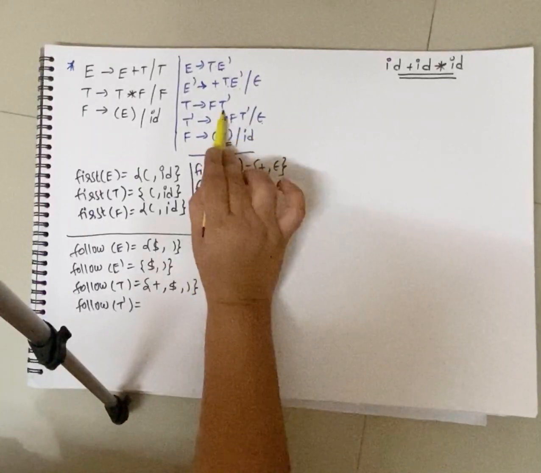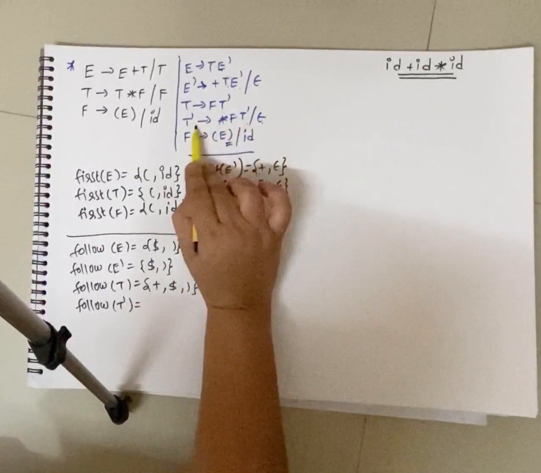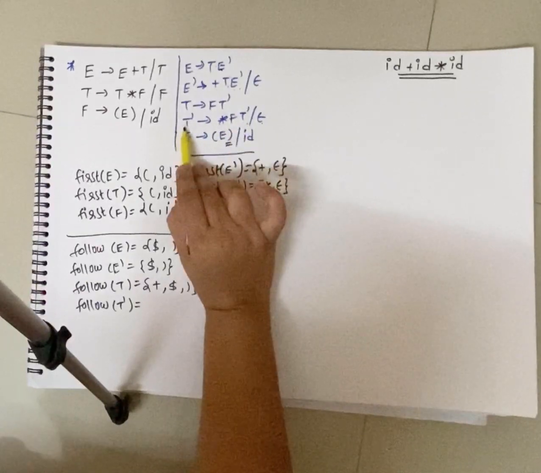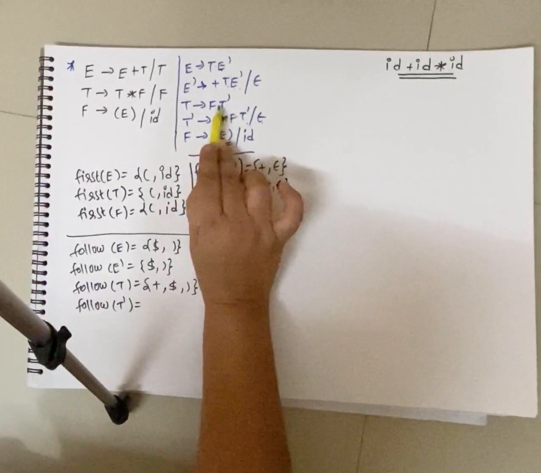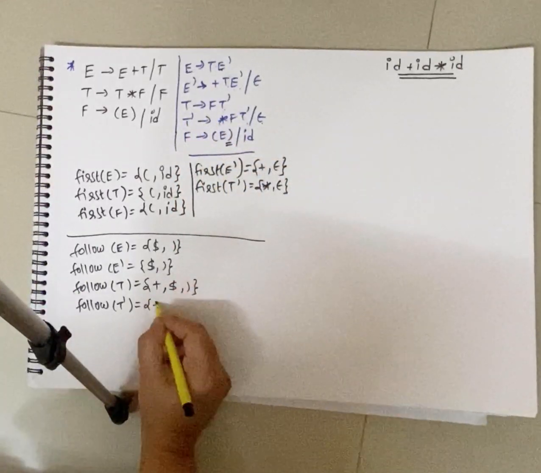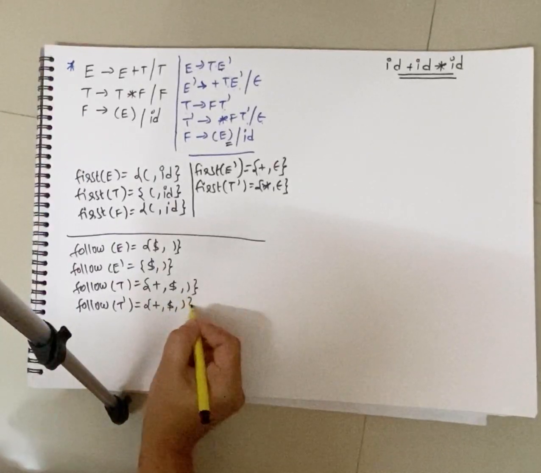Follow of T dash: if you observe both the rules, after T dash you have nothing. In the second rule it is a recursive call, so follow of T dash is follow of T dash. I will consider this only. Follow of T dash is follow of T. So it is plus, dollar and closing bracket.